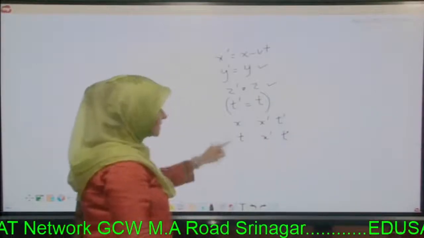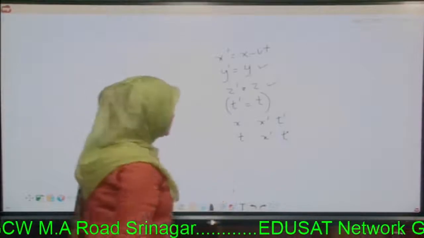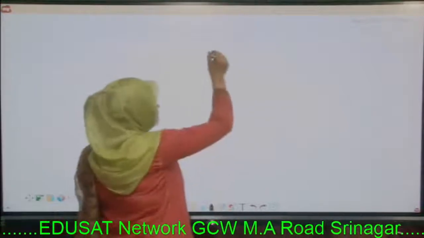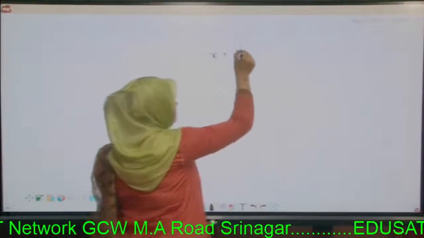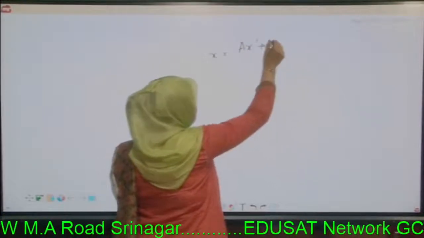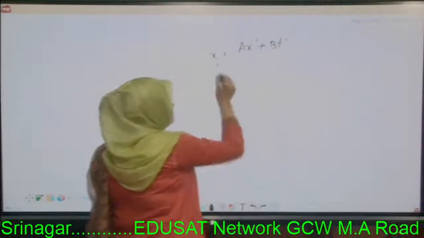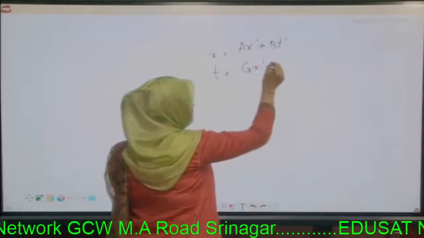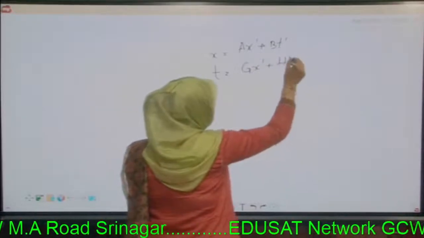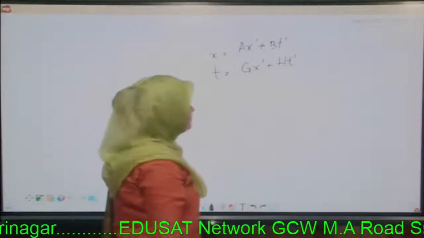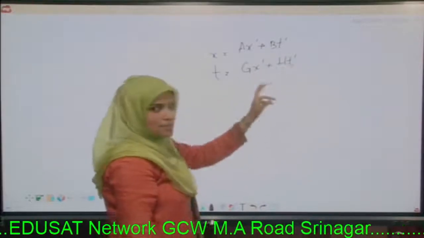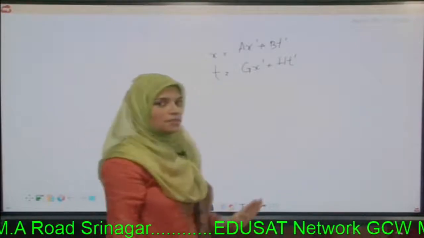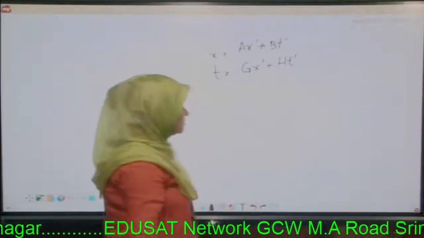And once we guess this, we are probably on the right track. So let us choose those equations. Therefore, we can choose to write that x is equal to ax' plus bt'. We can choose that t is equal to, suppose, some gx' plus some ht'. But again, I'm emphasizing that the primed coordinates x' and t' are the coordinates in the S' frame of reference, and x and t are the coordinates in the S frame of reference, and both are inertial.